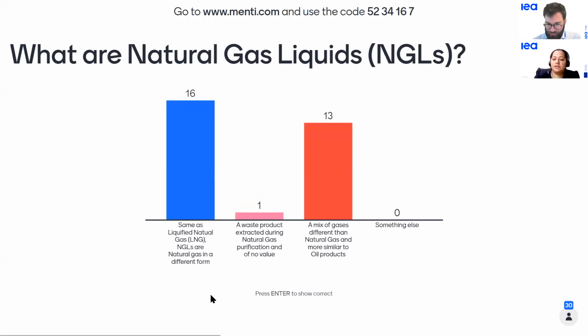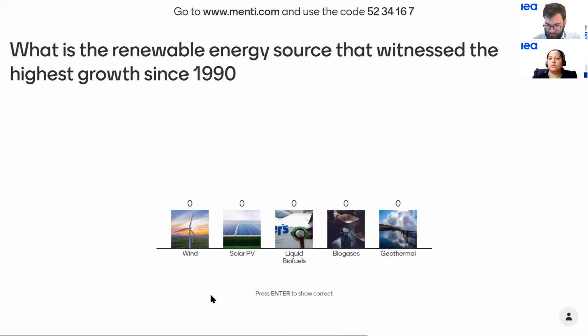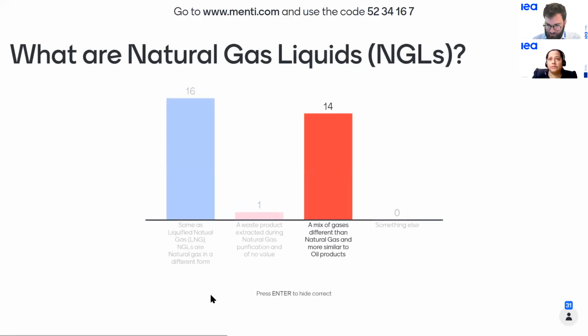So the right answer here, it's natural gas liquids. It's a mix of gases different from natural gas and more similar to oil products. And in the IEA questionnaires, it's reported in the oil questionnaire. And indeed, it's different from LNG. LNG is natural gas in a liquefied form, and it's all reported in the natural gas questionnaire. So NGL is more related to oil. So this one we'll keep it for after, and we'll now start the presentation.